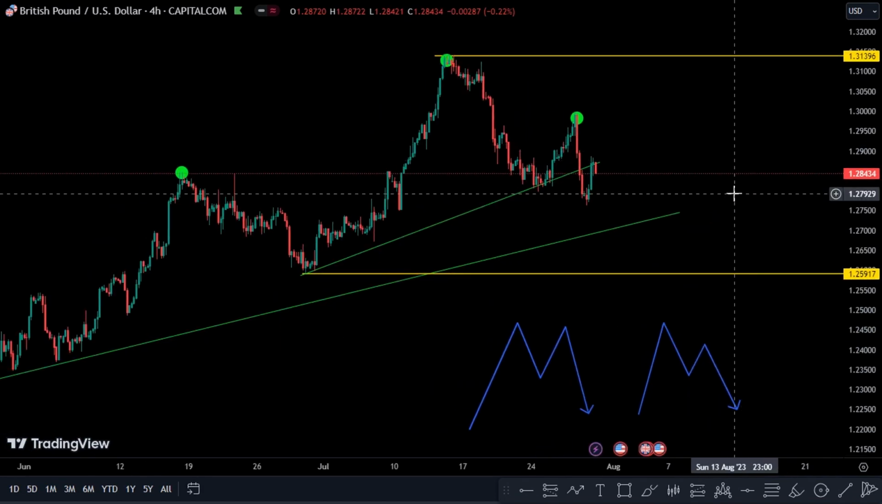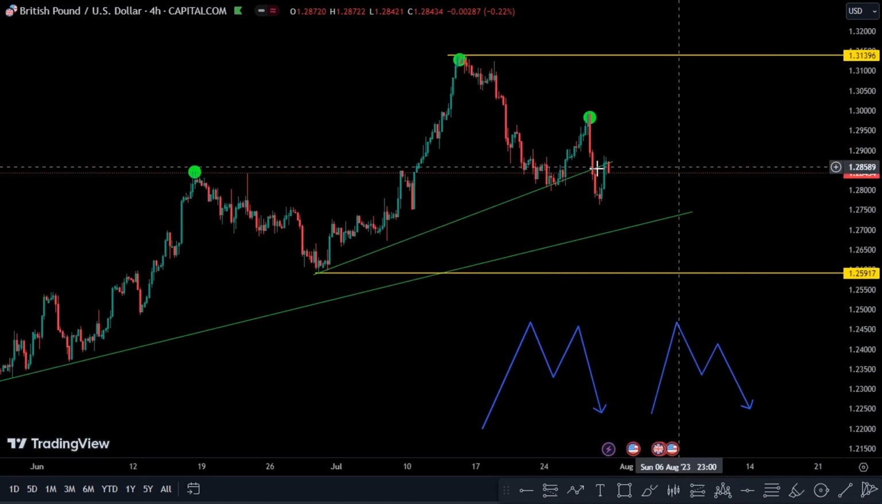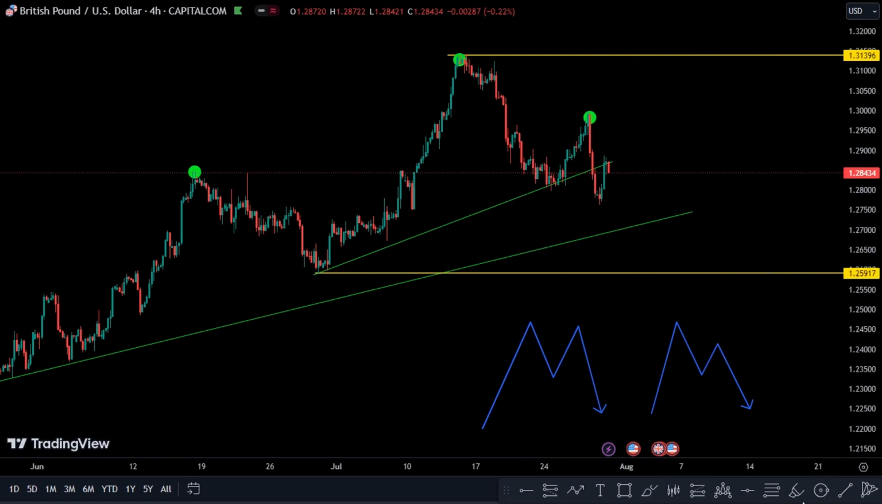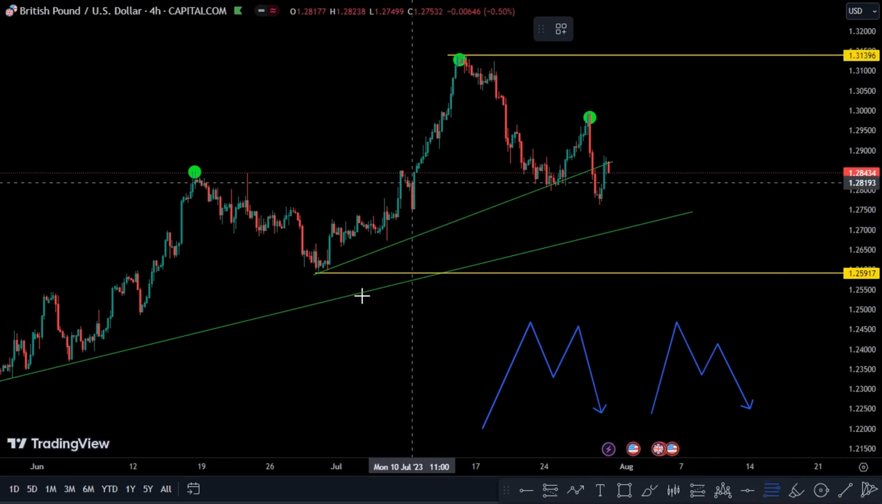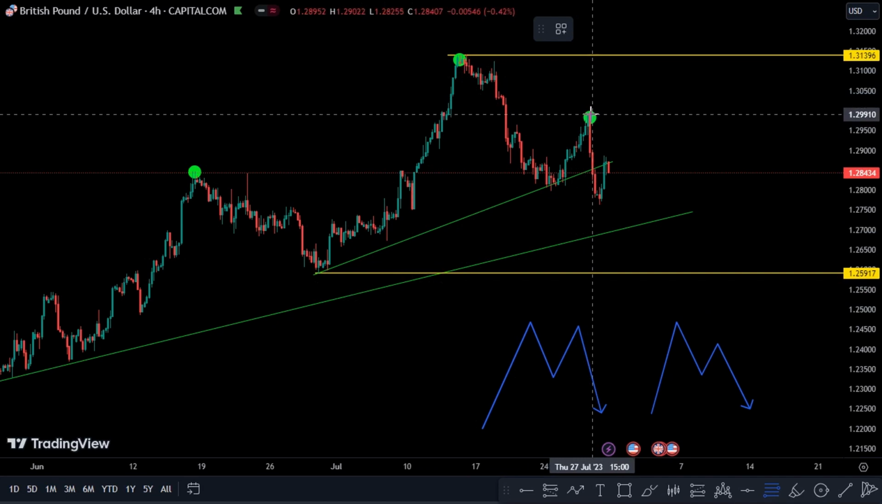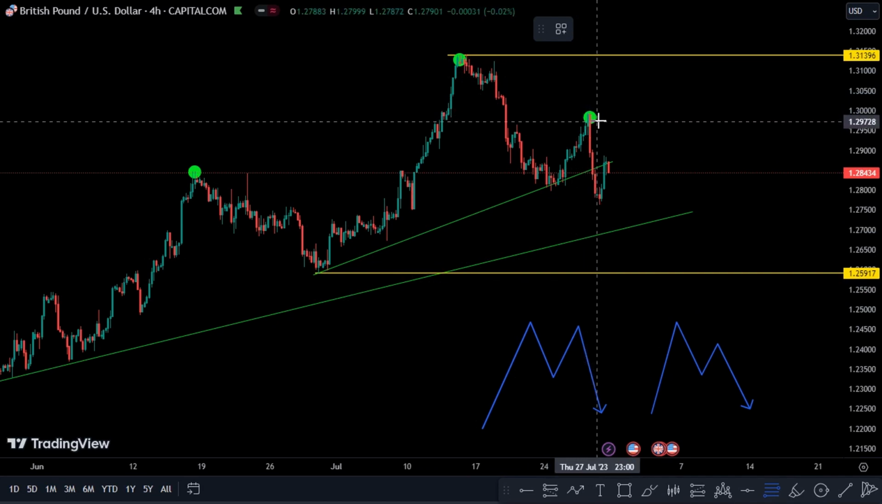Then the third confluence, as I was saying, that we can use here, okay, this would be our fib retracement level. Okay, so we can see that we had this market before. Okay, so we can see now that it created this move away from this zone.